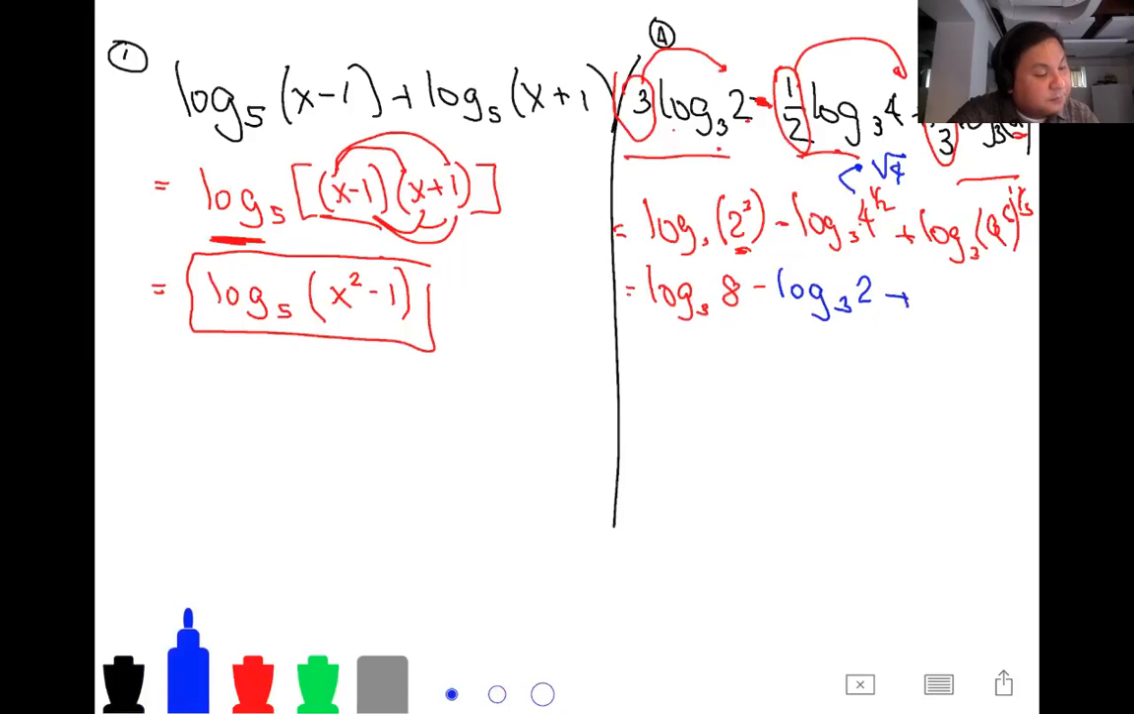Plus, oops, I think we should use red pen for consistency. It seems like I like the number 4 a lot.